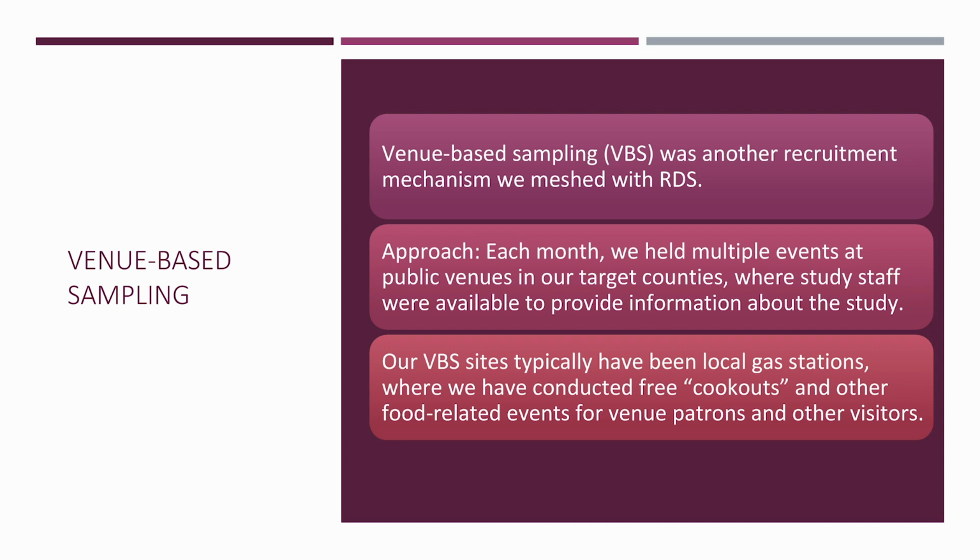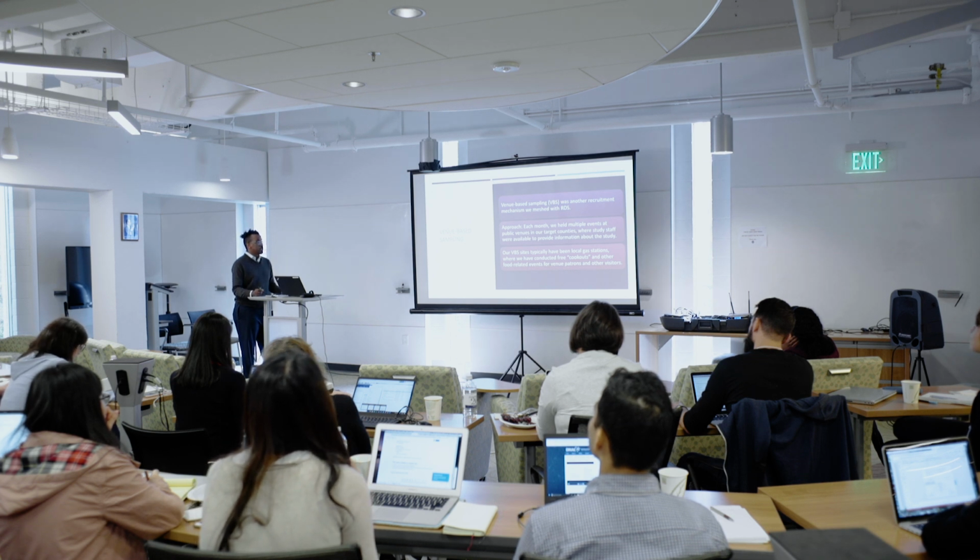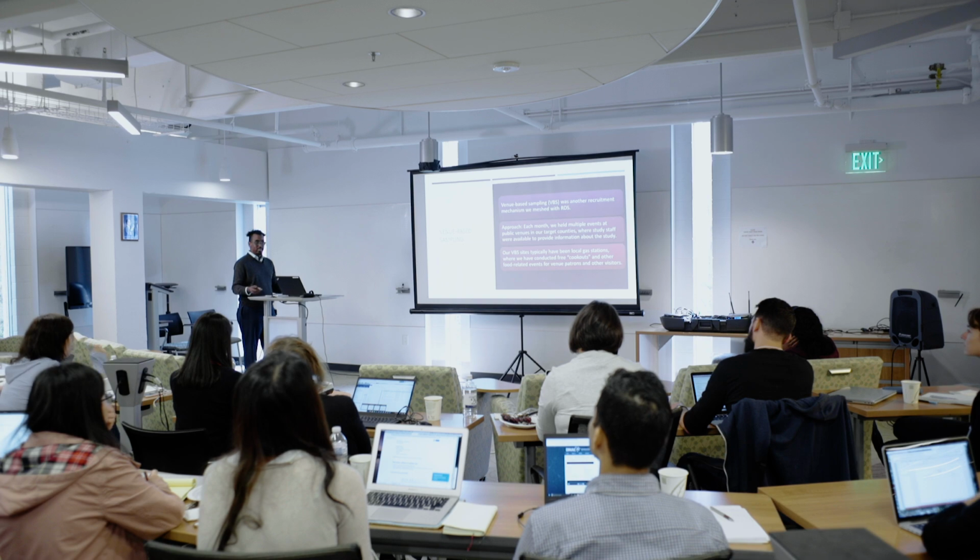So what really paid dividends for us was not the RDS, it was this venue-based sampling. And we tried to use them in tandem, but by and large, it just took on a life of its own, where each month we would hold these events in Southern Illinois public venues, and we had our study staff available there to provide general information about the study and our aims and purposes. And typically, we were just going to local gas stations. These struck us as the spaces where you're going to get the average person who's living in these communities. And it was an opportunity, one, for us to have these cookouts where there's hot dogs and burgers, drinks, etc. And it was an opportunity more broadly for us to engage people on a one-to-one level and let them know what we were doing.